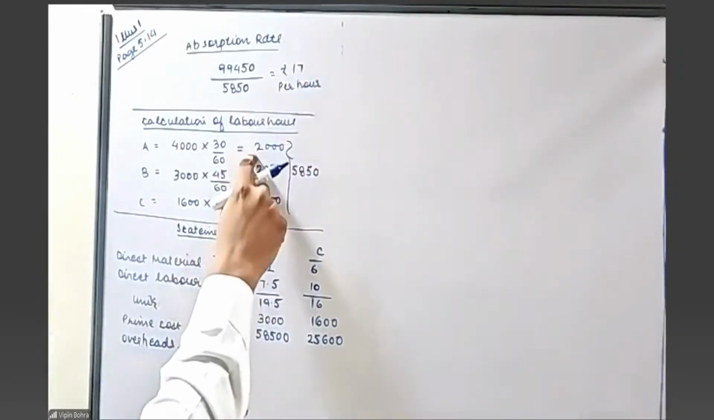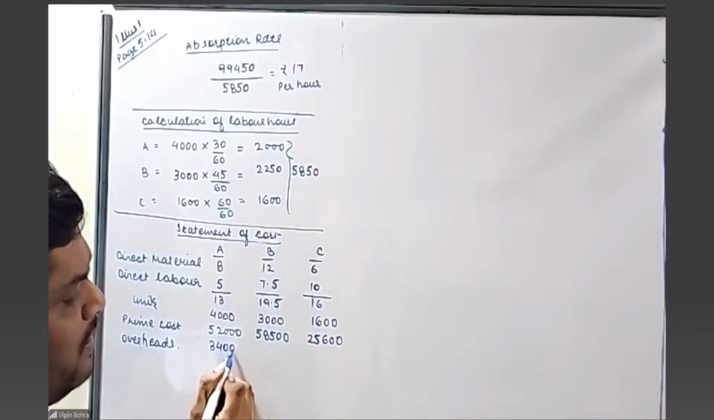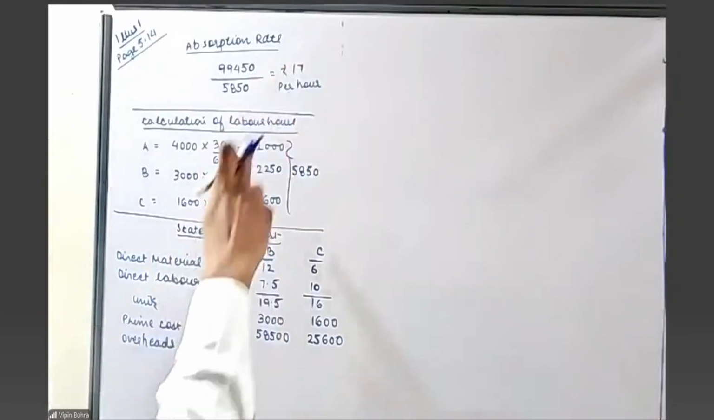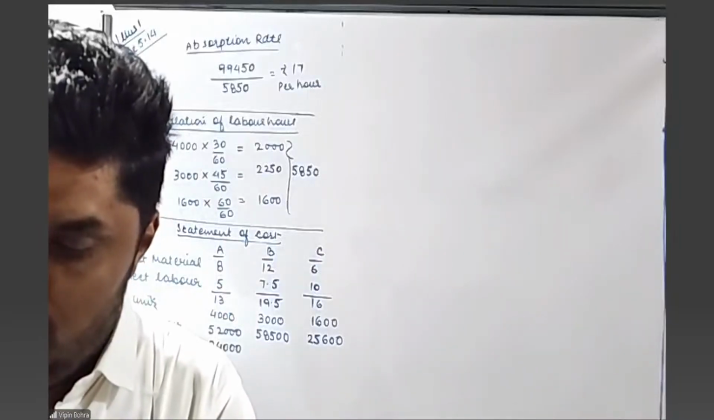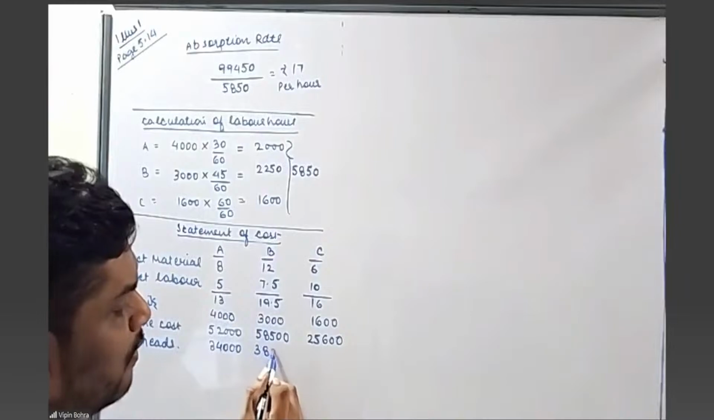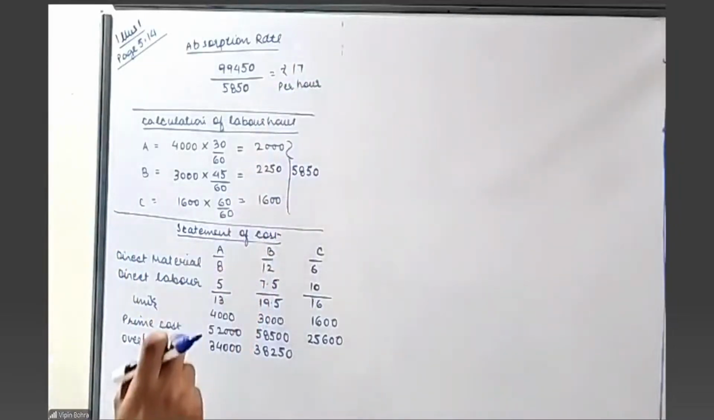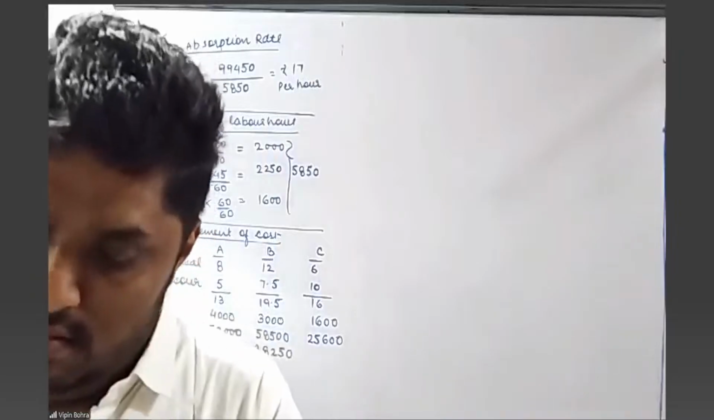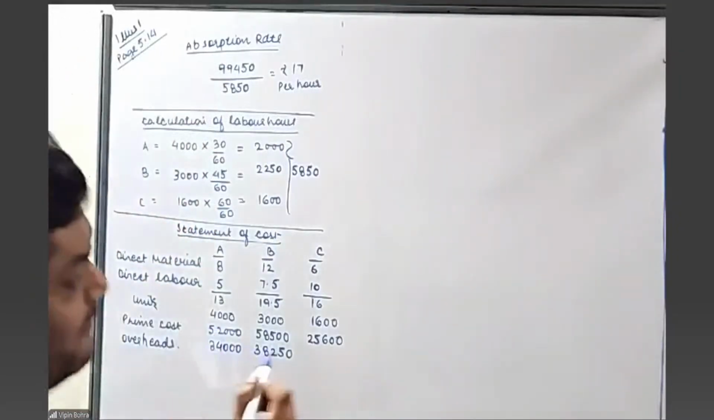So 17 into 2,000, this will be 34,000. 17 into 2250, this will be 38,250. And 17 into, sorry, 1,600. This will be 27,200.